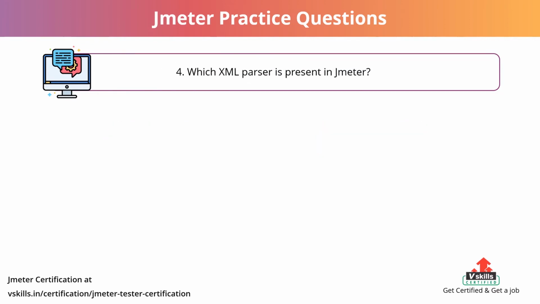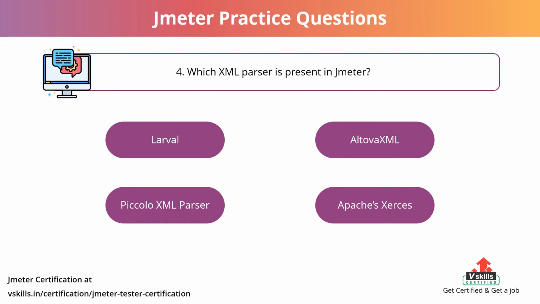Question number 4. Which XML parser is present in JMeter? The options are A. Laravel, B. Altova XML, C. Piccolo XML parser, D. Apache Xerces. The correct answer is option D.